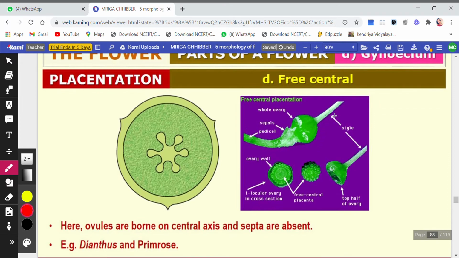Then, as the name suggests, free central, which means they are in the center, as you see in the diagram. Here the ovules are borne on the central axis and septa are absent. There is no compartment, no septa, no separations. Examples are dianthus and primrose. So these are the types of placentation.